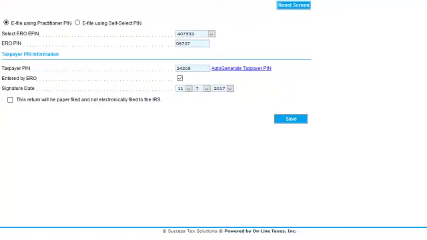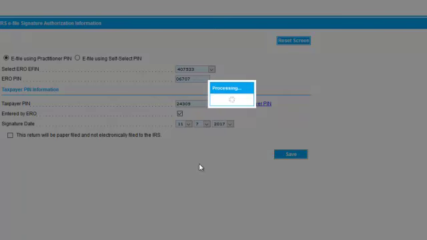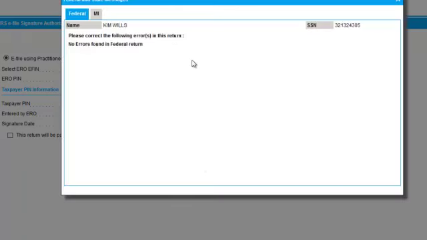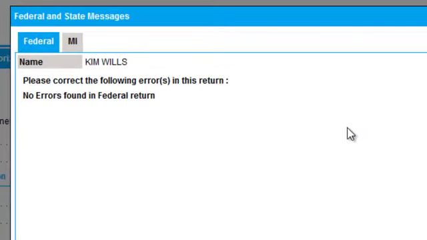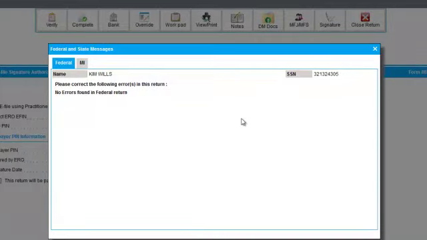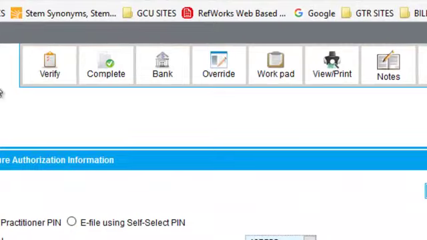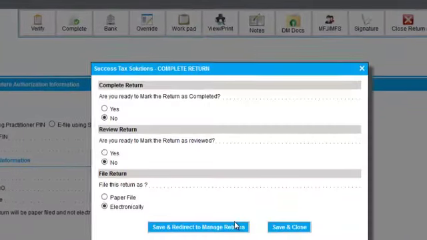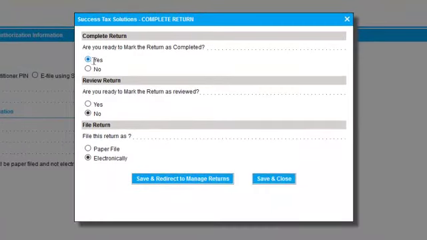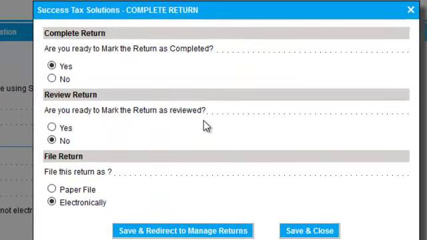And that is done. See if verify any errors. We did double check with the client about the social numbers of the child and their social security numbers to make sure everything is legible, up to date, and verified properly as the correct numbers to be placed in. Now we go to complete. We're going to hit yes. We did mark the return completed. Are you ready to mark the return review? We did review it, yes.